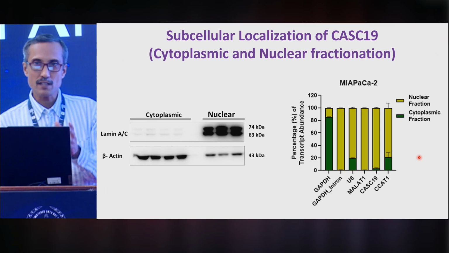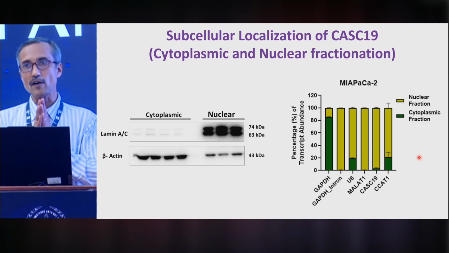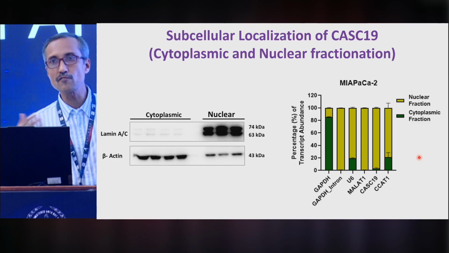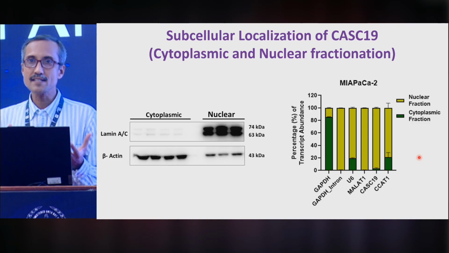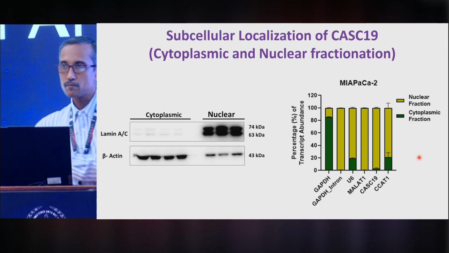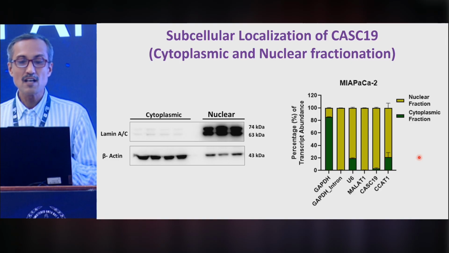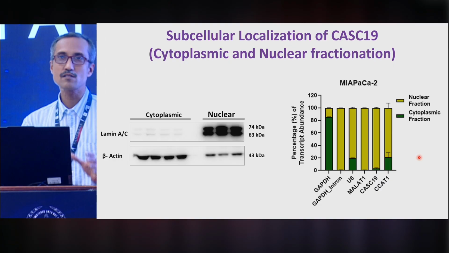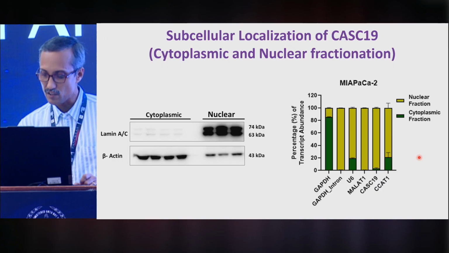The most important step for a long non-coding RNA is to find out its location, because the subsequent function depends on where it is actually located. If it is nuclear, the strategy would be different. If it is cytoplasmic, the strategy will be different. And interestingly, we found CASC19 is almost entirely located in the nucleus.